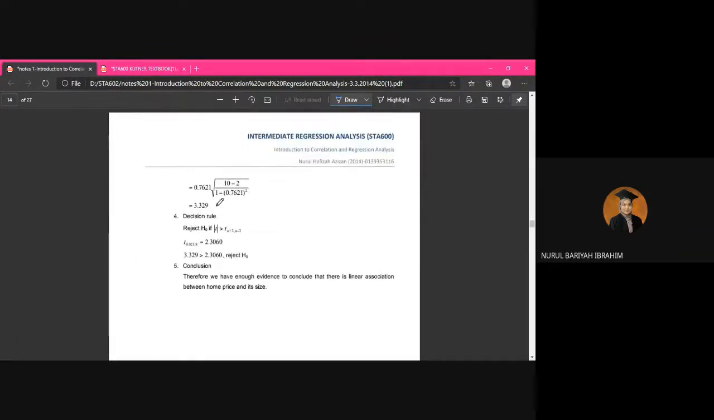This is the test statistic. So we get 3.329 using all the value that given. And then we compare it with the critical region here. So kat sini kalau gunakan tabel merah, so it will be alpha over 2, n minus 2. So lastly we get 2.3060. So cuba you kena try untuk tengok tabel yang you ada lah, gunakan tabel yang you ada.